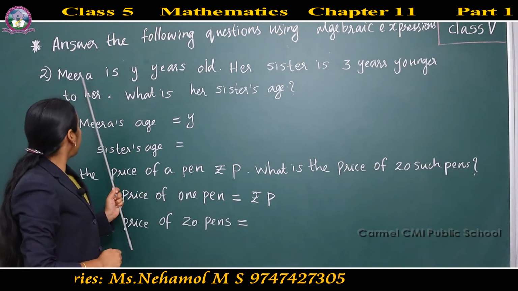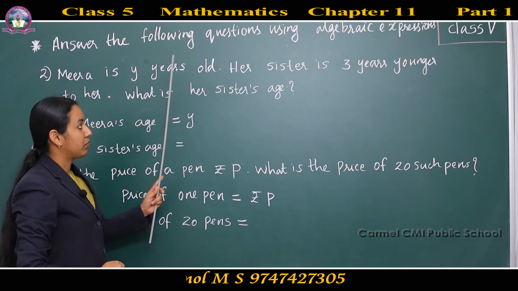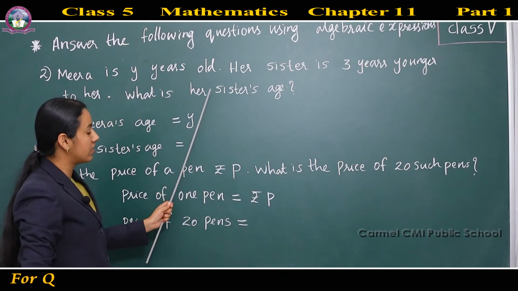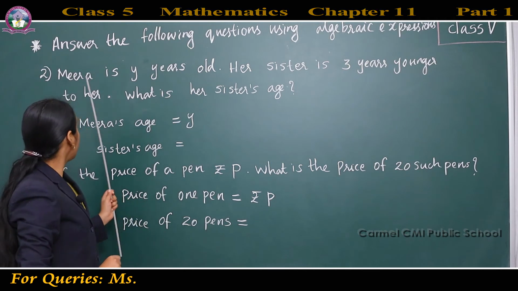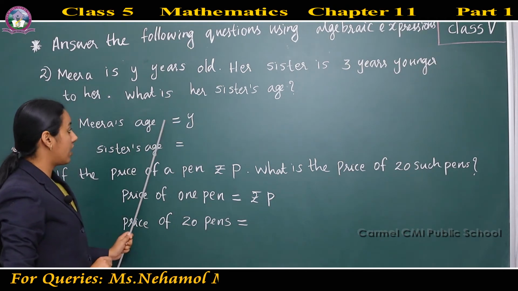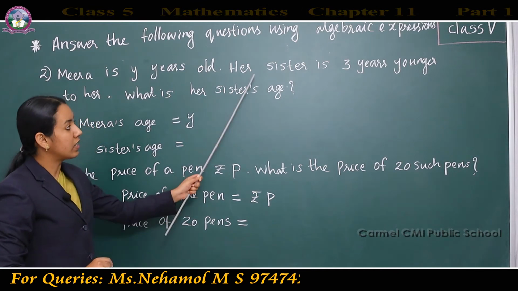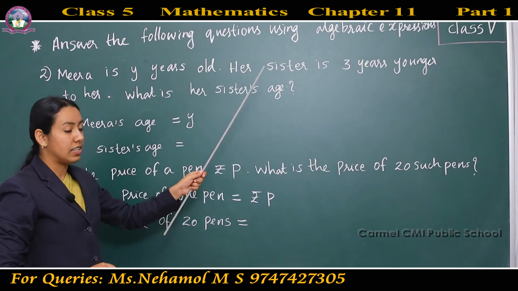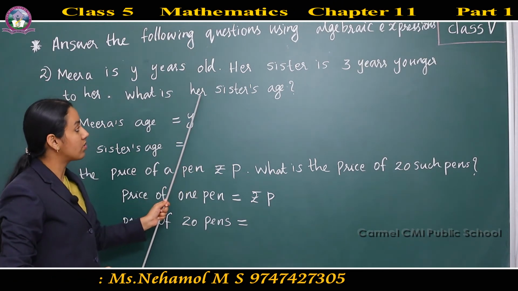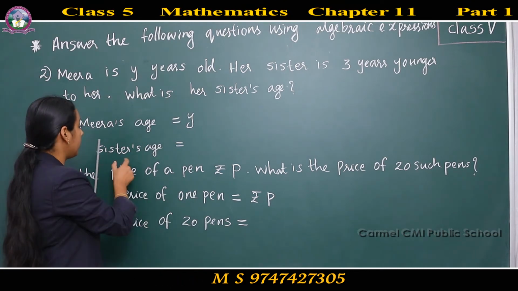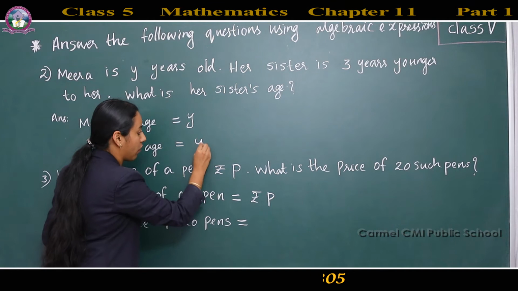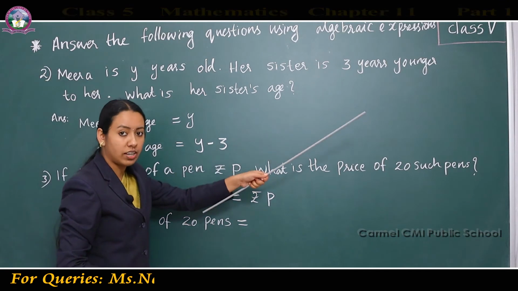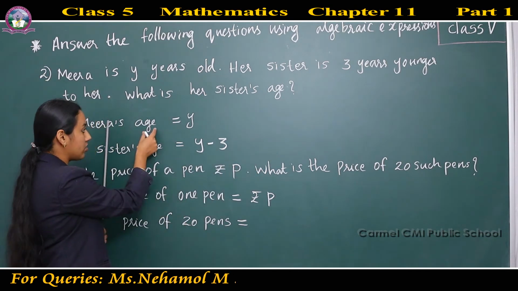Next one, Meera is y years old. Her sister is 3 years younger than her. What is her sister's age? What is the question? Age of Meera is given. Meera's age is equal to y. Then her sister is 3 years younger than her. Sister is 3 years younger than Meera. Then what is her sister's age? How can we write it? Sister's age is equal to y minus 3 years, isn't it? Sister is 3 years younger than Meera, so Meera's age is y.